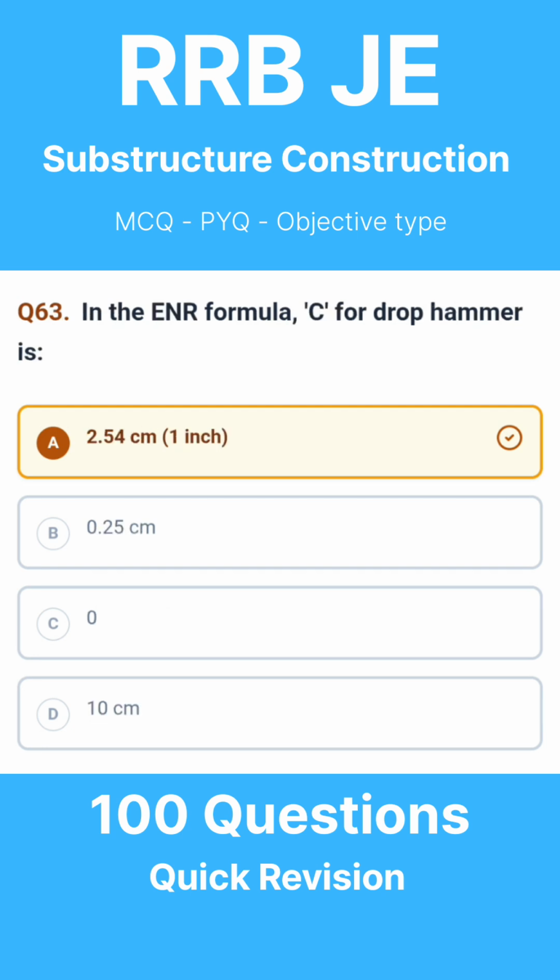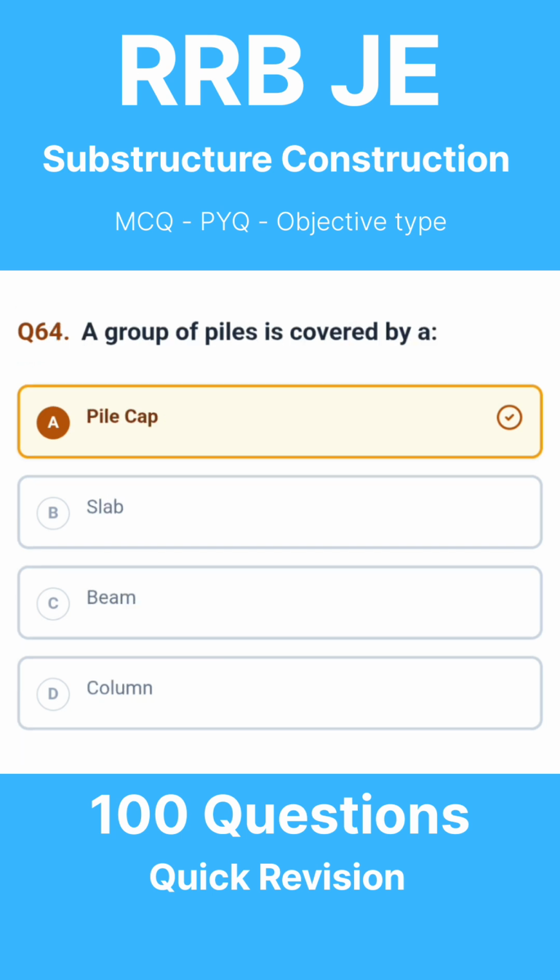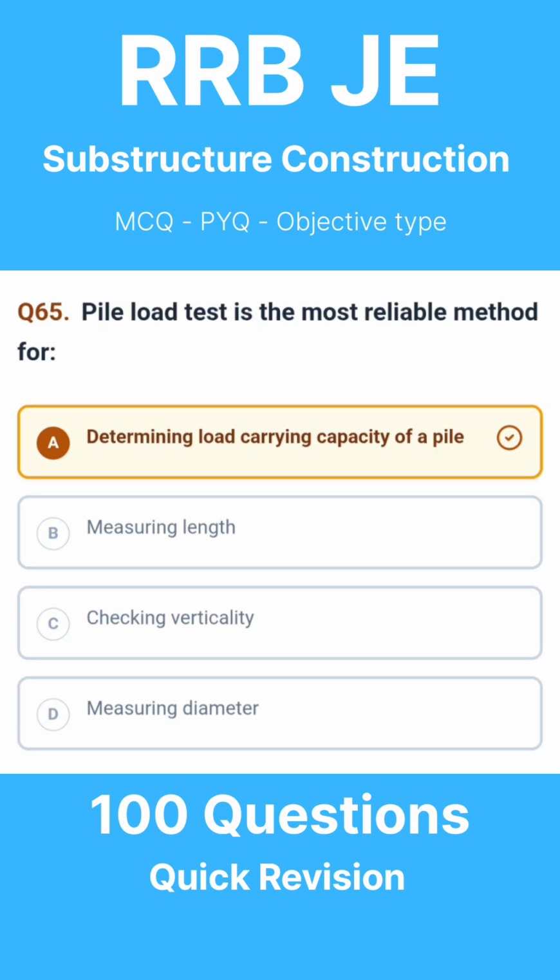Question 63. In the ENR formula, C, for drop hammer, is. The correct answer is 2.54 centimeters, 1 inch. Question 64. A group of piles is covered by a. The correct answer is pile cap. Question 65. Pile load test is the most reliable method for. The correct answer is determining load carrying capacity of a pile.